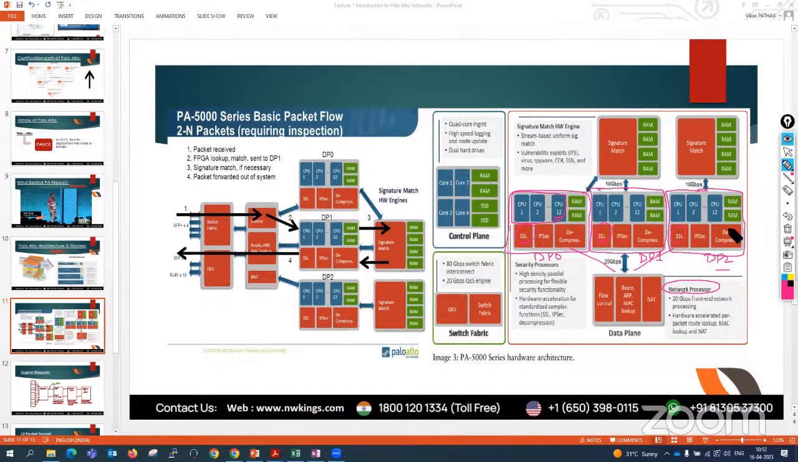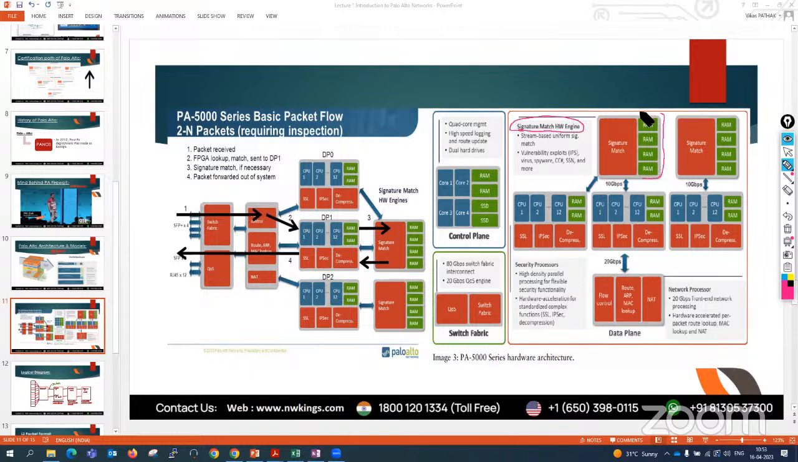So what is happening inside of one data plane? We have multiple data planes, right? DP0, DP1, DP2. My network processor will hand over the traffic to any of the data planes, and it will be random. There is no rule that it will do this and this first. No, it will be random. And now these data planes are self-sufficient to process the traffic. After these data planes are done with the processing, they will hand over the traffic to the signature matching hardware.